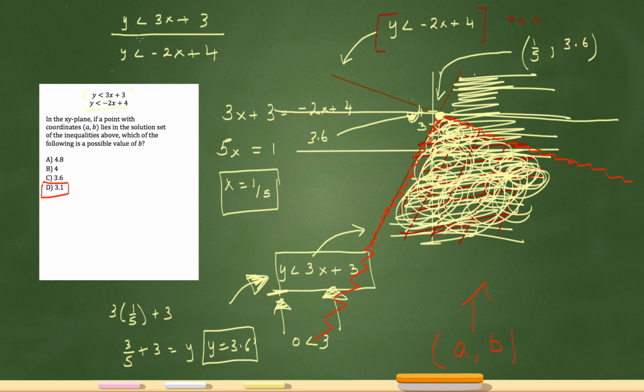It can't be 3.6 because see how this is less than? It's not a less than or equal to sign over here, it's just a less than sign. So the 3.1 probably lies somewhere around here. That is the only possible value of b, because all the other points are 3.6 or higher, so they will be somewhere up here, and that's not where the solution set is. So hopefully that makes sense. I know it got kind of messy, but it's a tough concept. On a scale of 1 to 5, I'd say it's close to a level 4, level 5 type of problem.